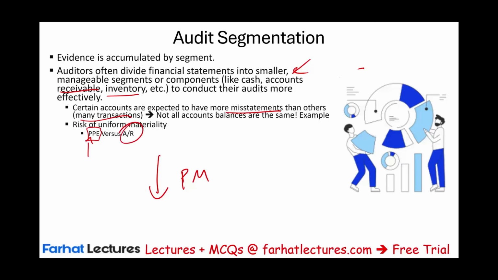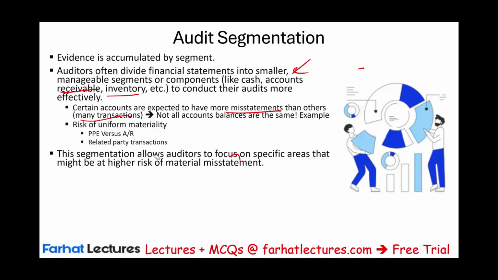Account receivable, I have a lot of transactions, and the amount may be smaller for each transaction. I'm willing to tolerate more. I would allocate more of the performance materiality to account receivable. Related party transaction, I tolerate none. I tolerate 0 because I want to look at them separately.